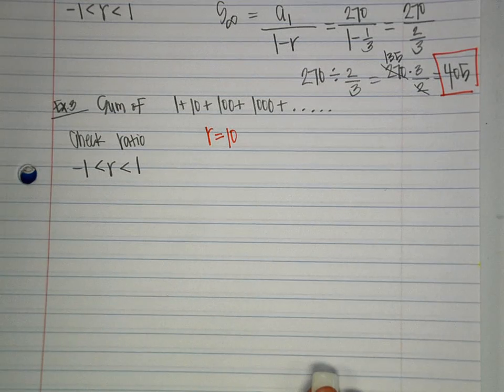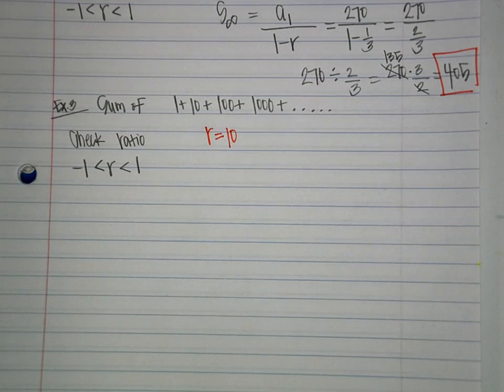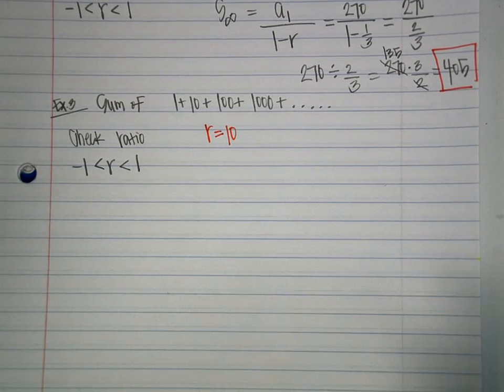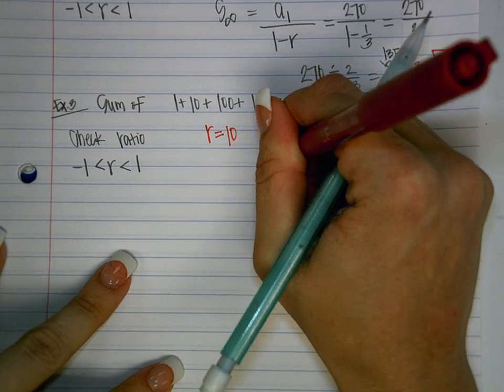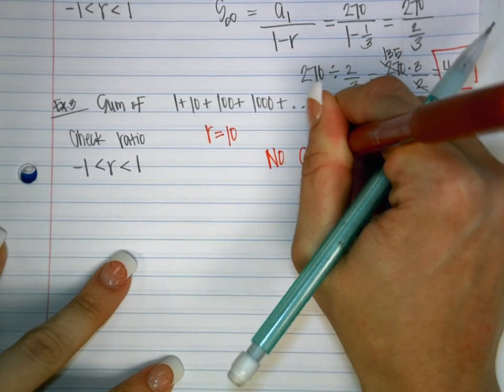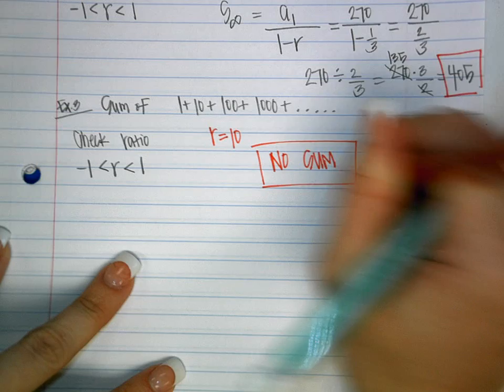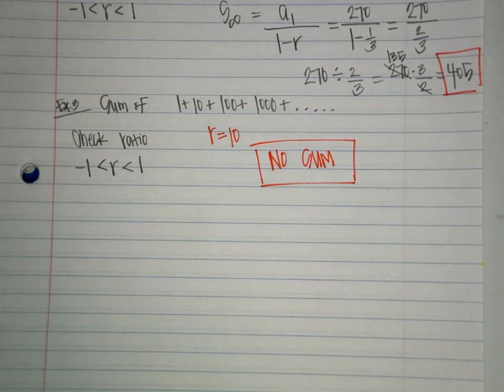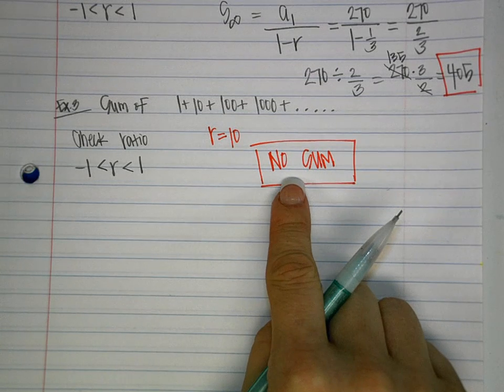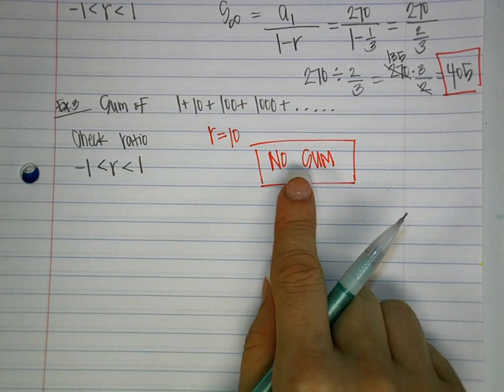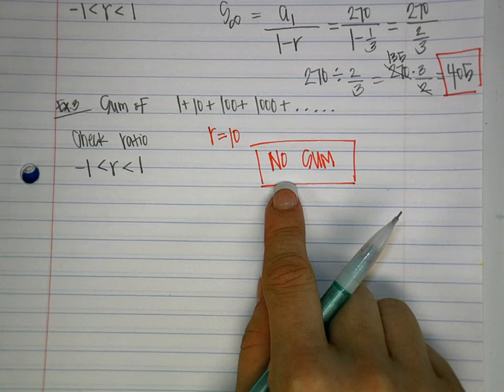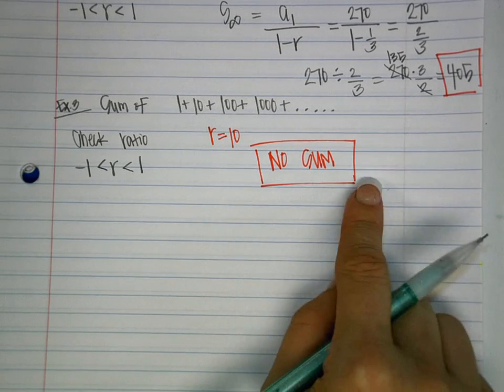So do you think that you can give me a sum? No. Okay? The answer here is no sum. Do not write infinity. Infinity is not actually a number. It is a concept. Okay? So the answer here is no sum. Do not write infinite. That is not the correct word. So no sum because you can't use the formula.